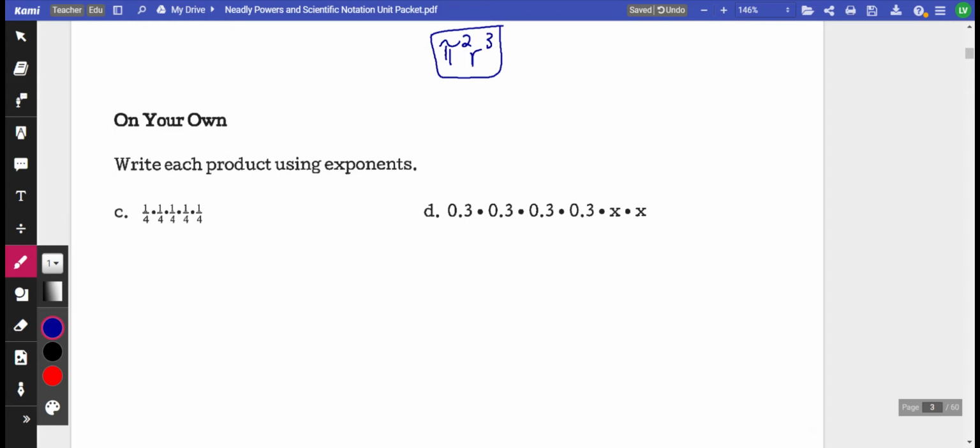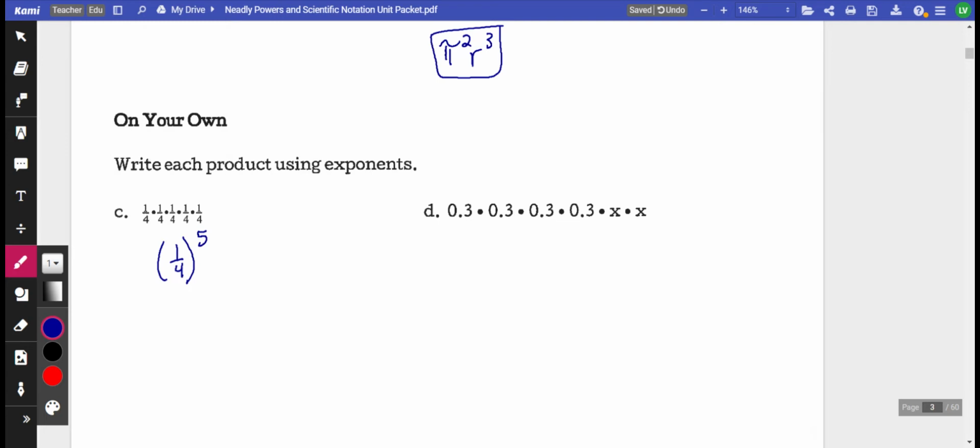Let's check your work. Write each product using exponents. We have 1/4 times 1/4 times 1/4 times 1/4 times 1/4. So our base is going to be 1/4. Our exponent is going to be 5 because there are a total of 5 1/4s.